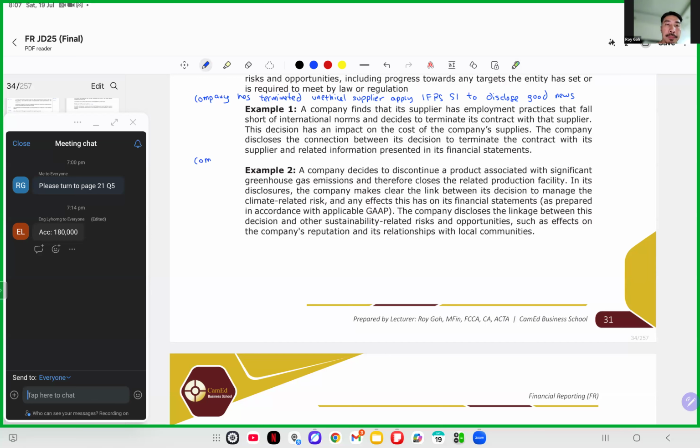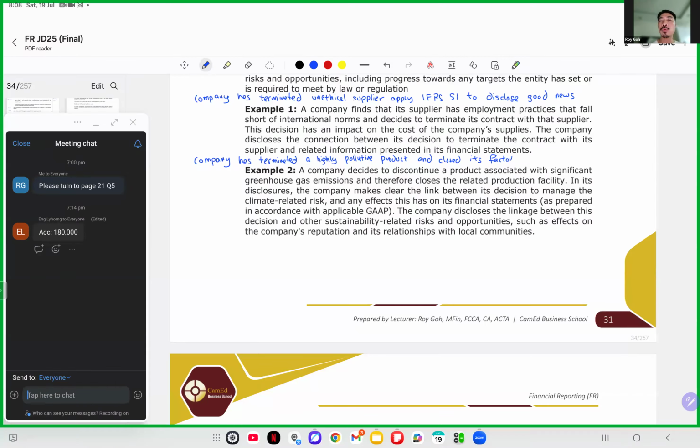The company has terminated a highly pollutive, high carbon dioxide product, and closed its factory.